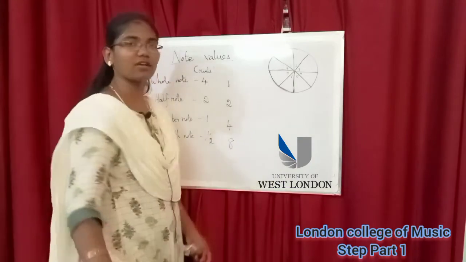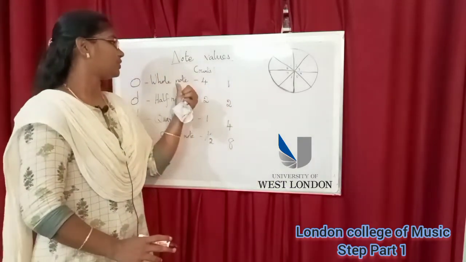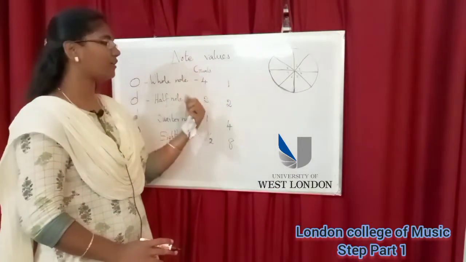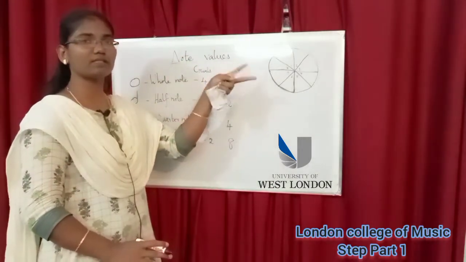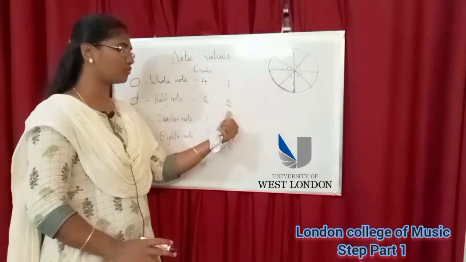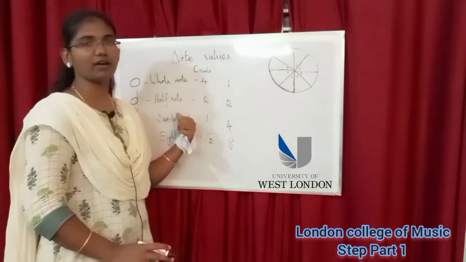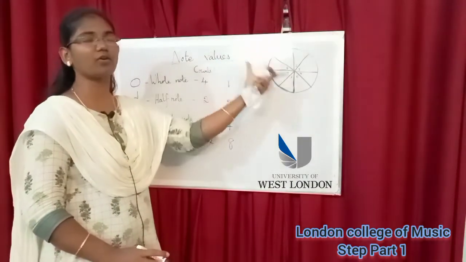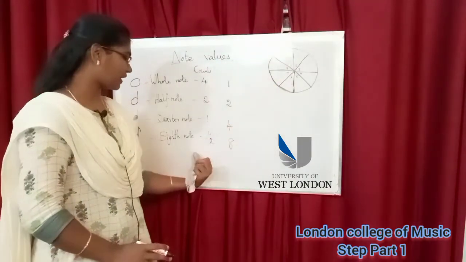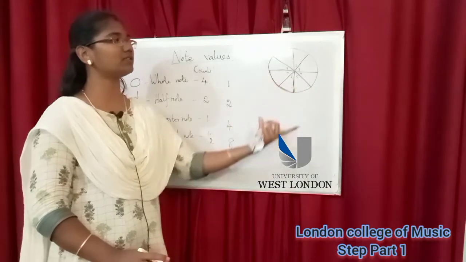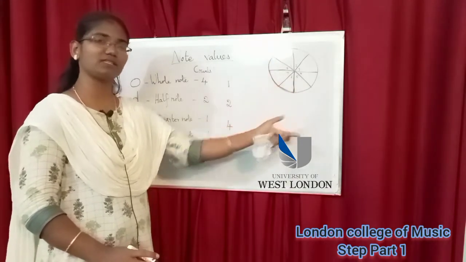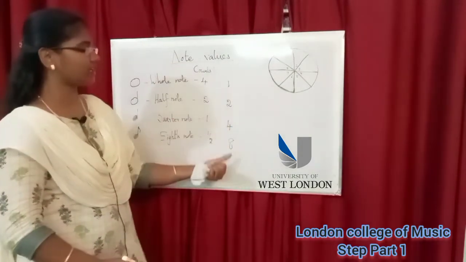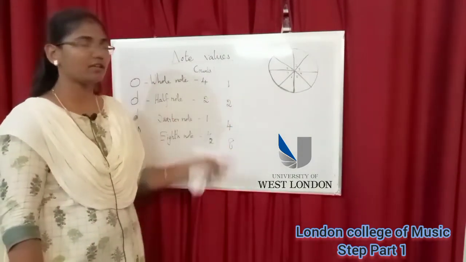Okay, so are you all clear? The note value of the whole note is 1, that is only one piece. The half note means we are dividing that one piece into 2, so 2 is the note value of the half note. Then 4 is the note value of the quarter note, dividing the whole cake into 4 pieces. The 8th note means we are dividing the whole cake into 8 pieces, so the note value of the 8th note is 8. Are you all clear?